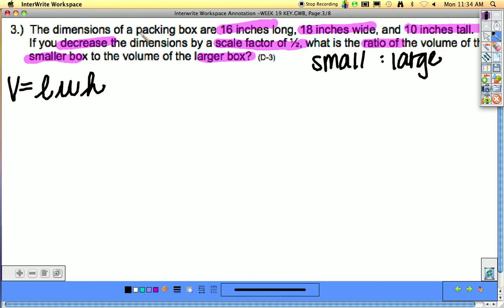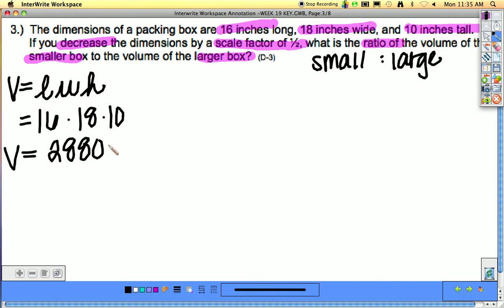In order for me to find the volume of the smaller one, I need to know the volume of the original large box. So I plug in 16 times 18 times 10. So the volume of this box is 2,880 inches cubed. That's the original.